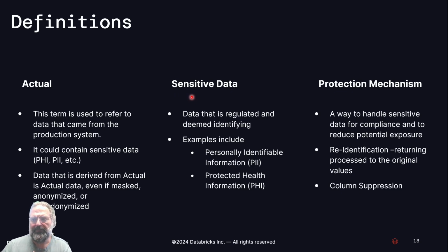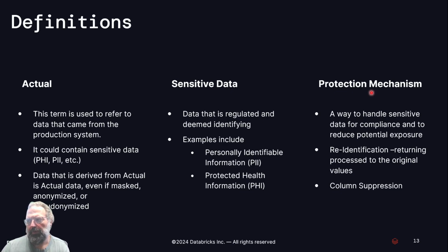Sensitive data is data that is PHI, PII, or highly regulated. It's data that you don't want just anyone accessing. It needs to be controlled. Rather than speaking of the specific types of sensitive data, in the white paper, I speak of all data that you don't want to just let loose as sensitive data. And a protection mechanism is a way of handling that sensitive data, generally for compliance reasons. And the goal is to reduce the potential for exposure.